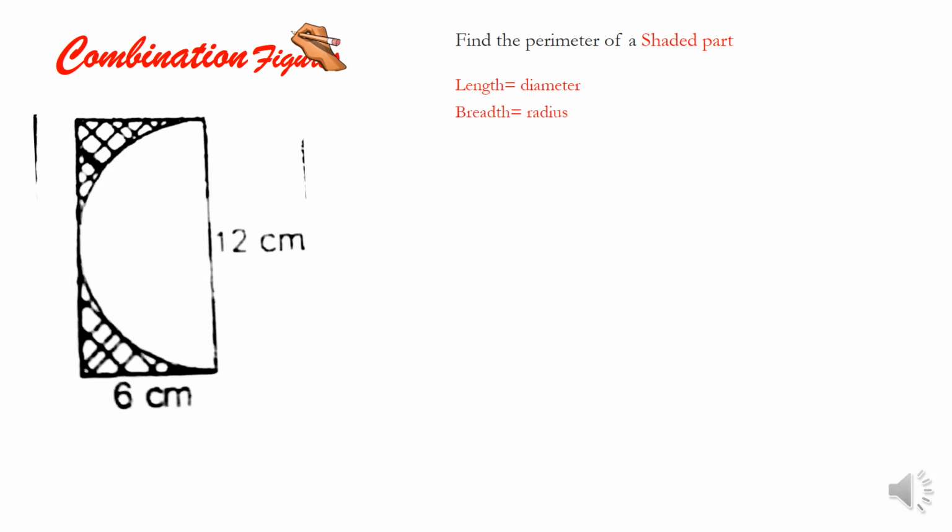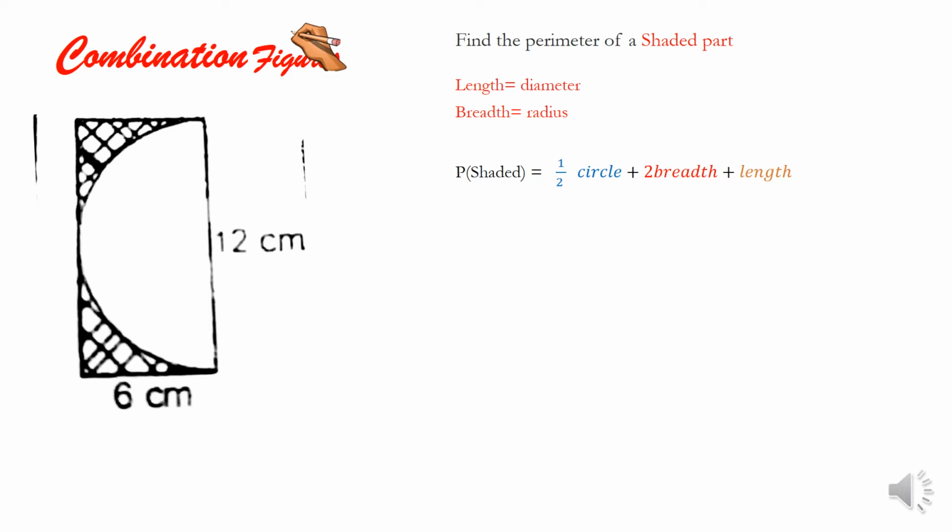The breadth equals the radius. Okay, if you take a look at this, the breadth right here, which is 6 centimeter, is the same as half of this length, which is 6 centimeter. And from this point to there also is the radius of the semicircle, which is also 6 centimeter. So the breadth actually equals the radius.